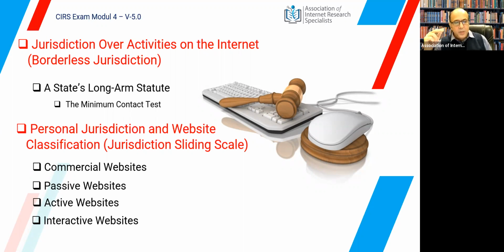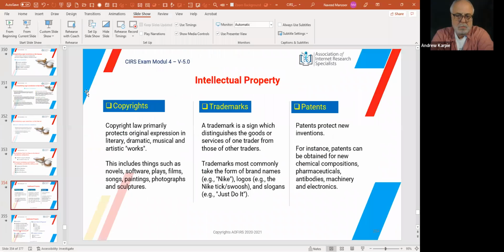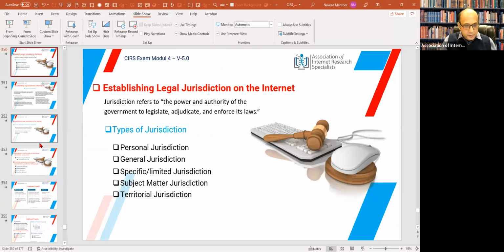So as far as jurisdiction is concerned, if it is an offense that has to do with a commercial website, the location of the server is of prime importance. In the case of an interactive website, where the business is registered, irrespective of where the server is set, has a value and is considered to be the jurisdiction. So between passive and active, you can get away with it, but between commercial and interactive, jurisdiction has to be established. We've done this part. Any questions, Andrew?